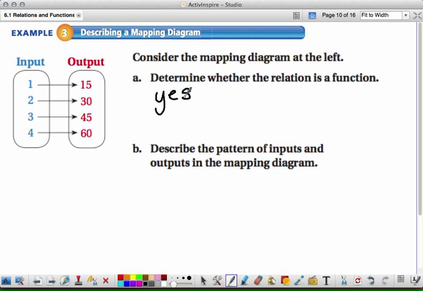B says describe the pattern of inputs and outputs in the mapping diagram. They're not asking us to describe how the input affects the output, just what's the pattern going on here. And if you look, our inputs are increasing by 1. 1 plus 1 is 2, plus 1 is 3, plus 1 is 4. What are you doing to this number to get to the next number? That's what they're asking for in the pattern. So if you do your patterns of outputs, 15 plus 15 is 30, plus 15 is 45, plus 15 is 60. And so our pattern is that they're adding 15 each time.